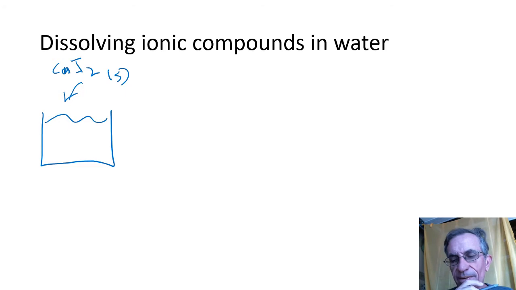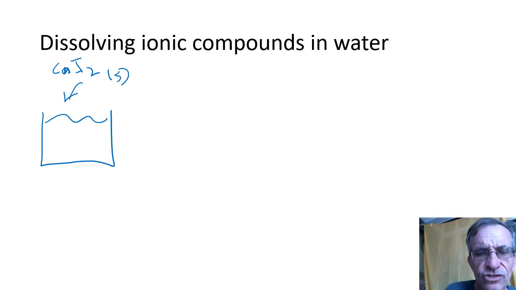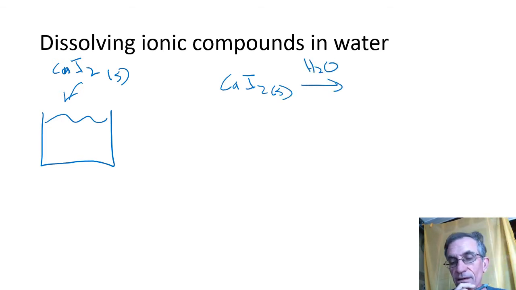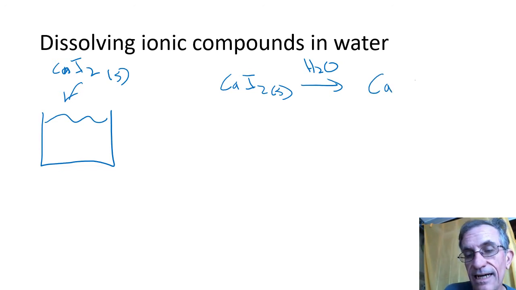And I want to think about what's going to happen. Well, what's going to happen? Well, we can write out what's going to happen by writing out a little reaction. Calcium iodide, which is a solid, if you toss it into water, it's going to break apart. So the positives and the negatives are going to separate. So we would get calcium and we would get iodine.